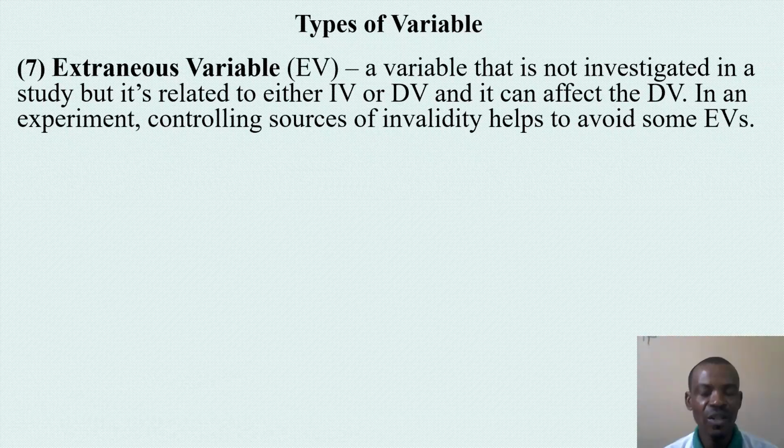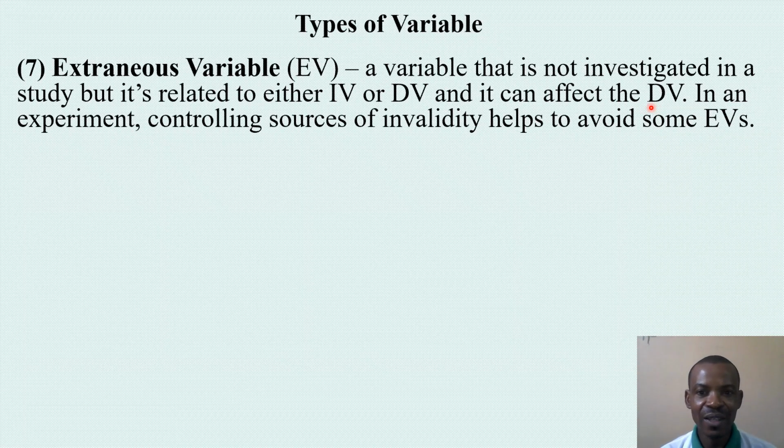All right, quickly, let's look at other types of variable. The next one we're going to look at here is the extraneous variable. An extraneous variable is a variable that is not investigated in the study, but it could have an effect in the study. That is, it can be related to either the independent variable or the dependent variable. Take note, as said, it can be related to either of them. That means it's not both at a time. It's either related to the IV or the DV, but it often affects the DV.